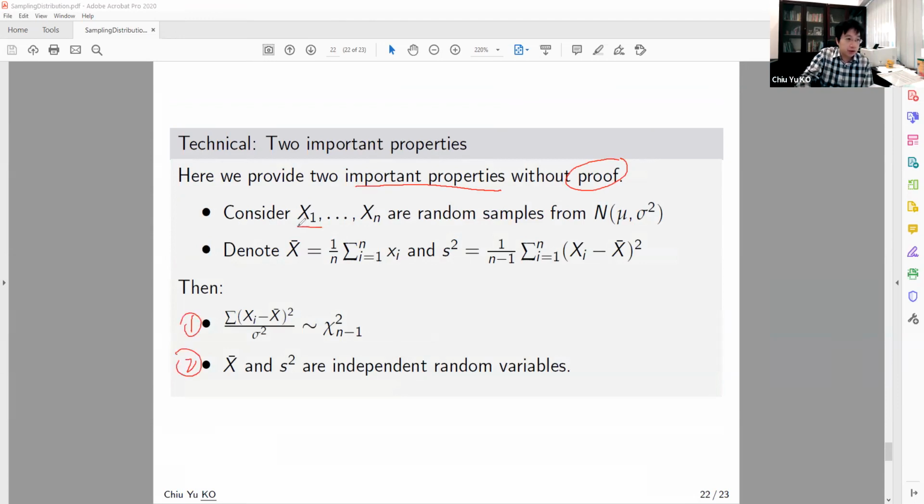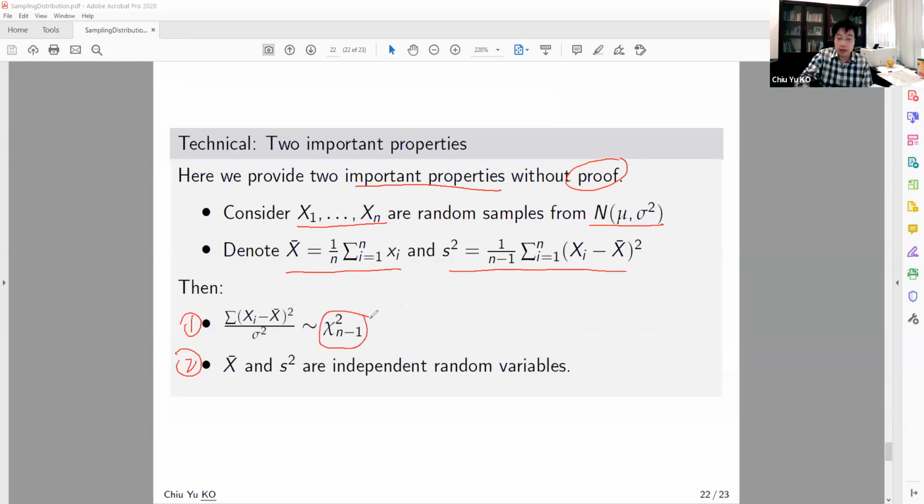First, suppose the xi are random variables from normal mu sigma squared, with x bar the sample mean and s squared the sample variance. The first result is that the sum of (xi minus mu) squared over sigma squared is chi-square distributed with n minus 1 degrees of freedom.